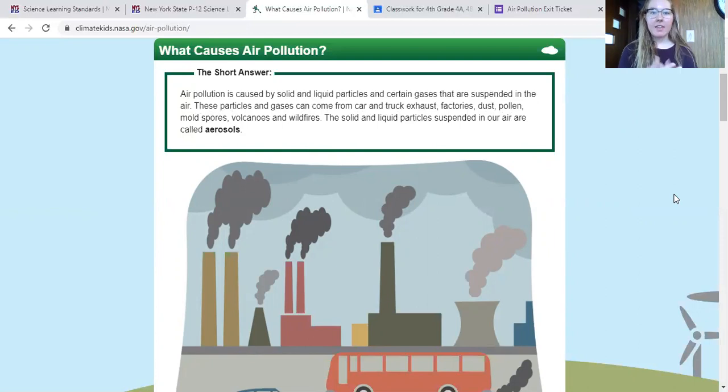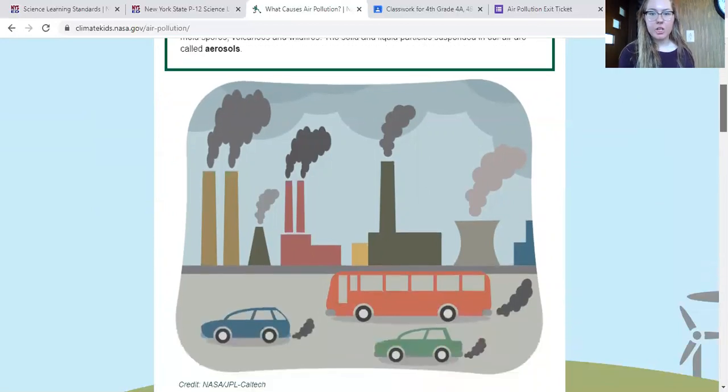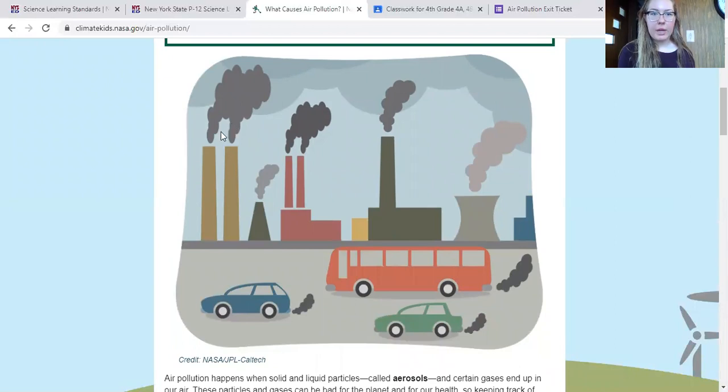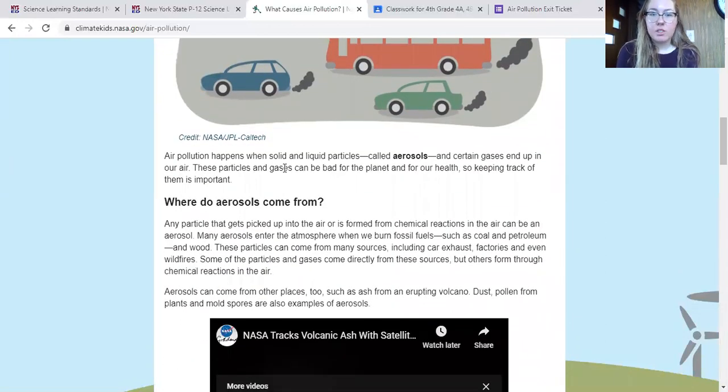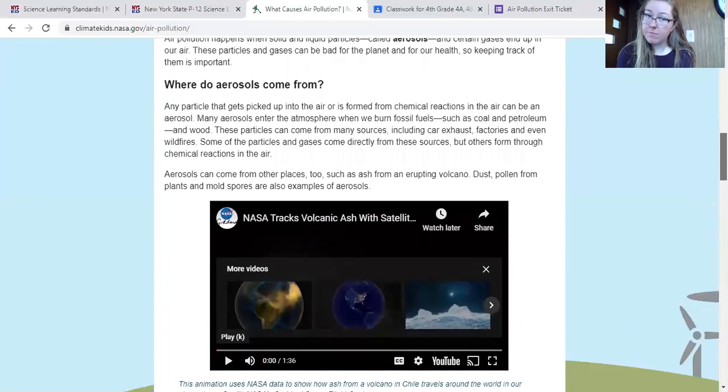Okay, so anything that is up in the air that is just hanging out and floating there is called an aerosol. We have a picture here of factories with smoke and all sorts of other particles coming out. We have a picture of cars and what's coming out of their tailpipes. Exhaust, that's from the burning of the gasoline. Air pollution happens when solid and liquid particles called aerosols and certain gases end up in our air. These particles and gases can be bad for the planet and for our health, so keeping track of them is important. Where do aerosols come from?